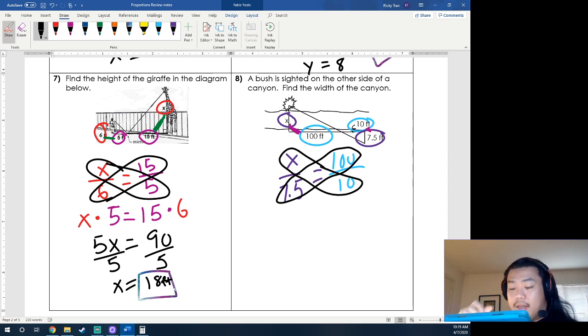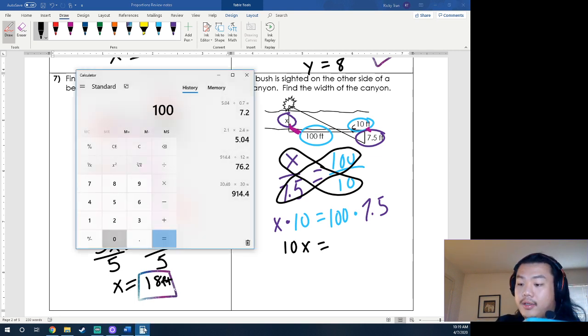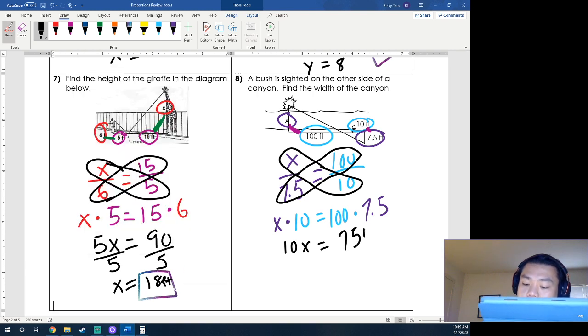X times 10 is equal to 100 times 7.5. Now we have 10x is equal to 100 times 7.5, which I believe is 750. Yep, 750. Divide by 10. X is equal to 75 feet.